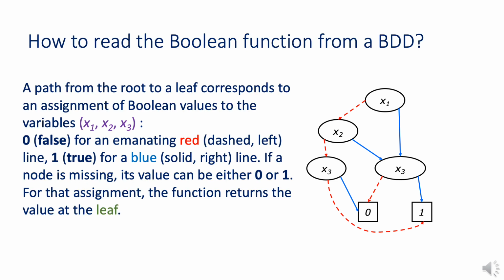A path from the root to a leaf in the BDD corresponds to an assignment of Boolean values to the variables of the BDD, in this case x1, x2, and x3. 0 is assigned to a variable if we exit a node which is marked with that variable to the left with a red dashed line. And 1 is assigned if we exit that node to the right with the blue solid line. Later we will skip some of these conventions, but it would be clear which variable is assigned a 0 and which one is assigned a 1.